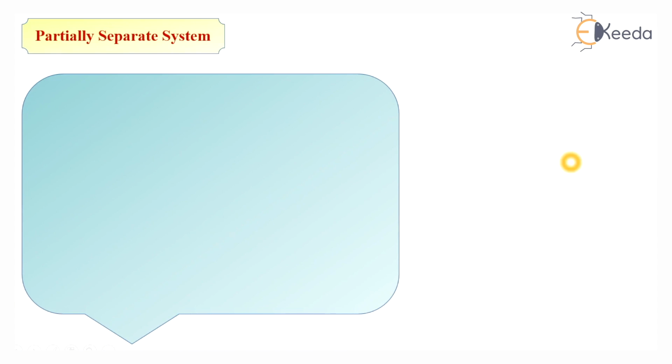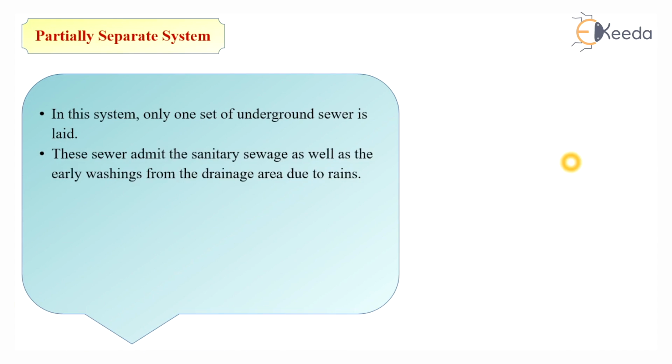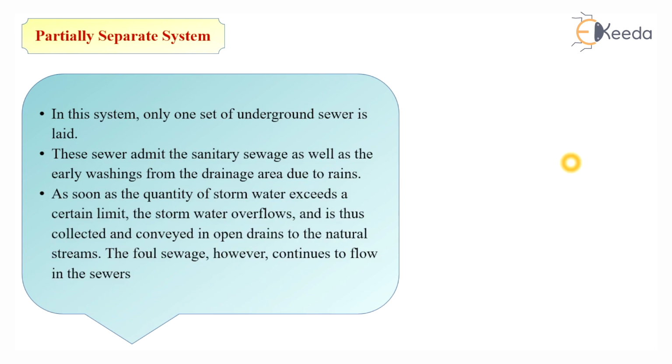Then next is partially separate system. In this system, only one set of underground sewer is laid. This sewer admits the sanitary sewage as well as the early washing from the drainage area due to rain. As soon as the quantity of stormwater exceeds a certain limit, the stormwater overflows and is thus collected and conveyed in open drain to the natural stream. The foul sewage, however, continues to flow in the sewer.